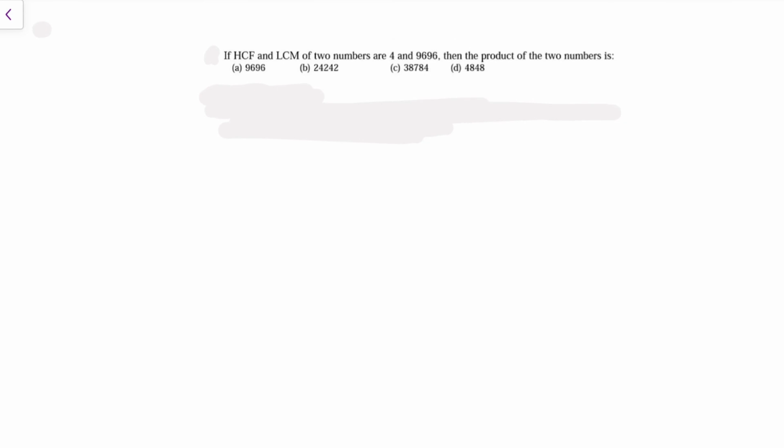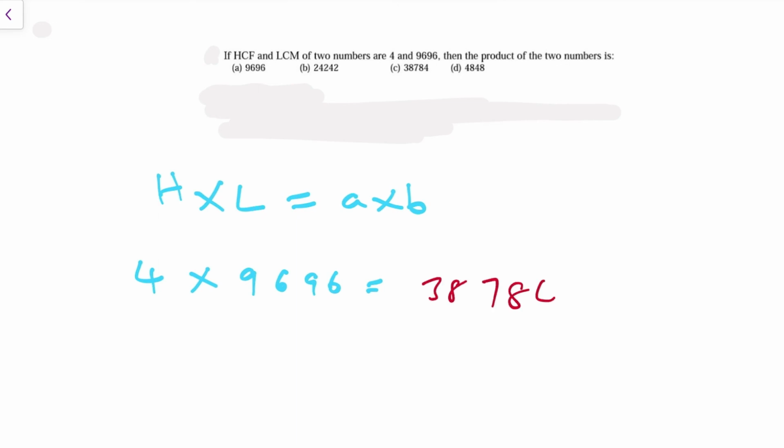Next, HCF and LCM of two numbers is given. Then he is asking to find out the product of the two numbers. So already we know the logic: HCF into LCM is equals to product of the two numbers. HCF is given as 4 and LCM is given as 96. Then he is asking just simply to find the product of the two numbers. Just simply if you multiply this, we will get the answer. 96 into 4 is 384. So option C is the correct option.